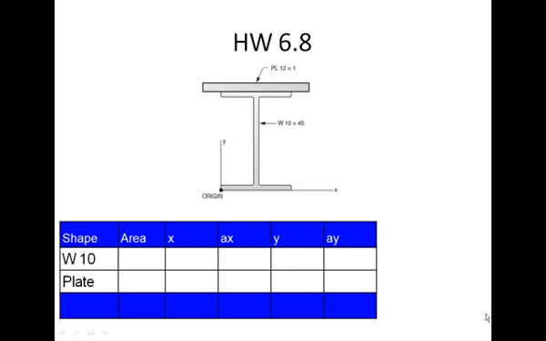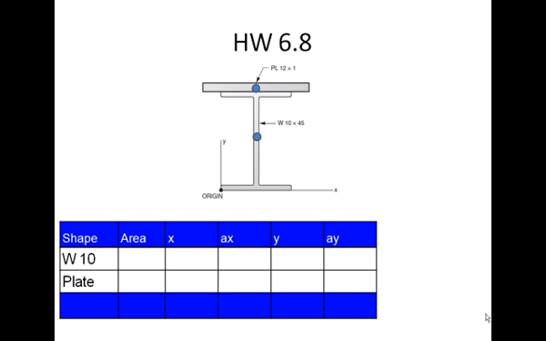This is homework problem 6.8, which is a shape composed of a W10 by 45 with a 12 by 1 plate on top of it. Now, the first thing that I like to do again is to place hash marks or tick marks locating the approximate centroid of each shape. That's just a visualization technique that helps me as I continue on with the problem.